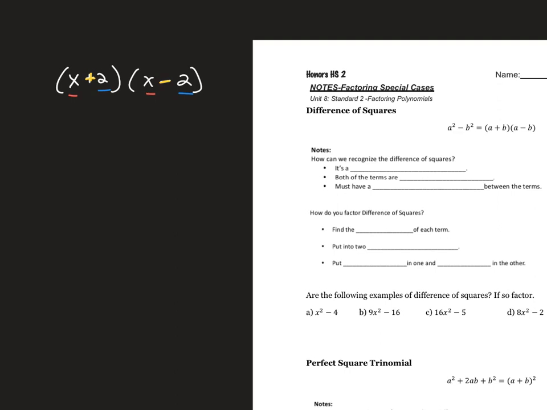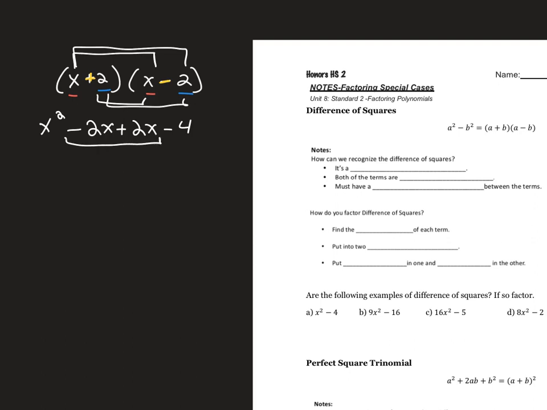Okay, so when we multiply first, we get x squared. Then outer, we get negative 2x. Then inner, we get positive 2x. And then last, we get a negative 4. Now notice the negative 2x plus 2x, well, that's just going to simplify to 0. So we have x squared minus 4.